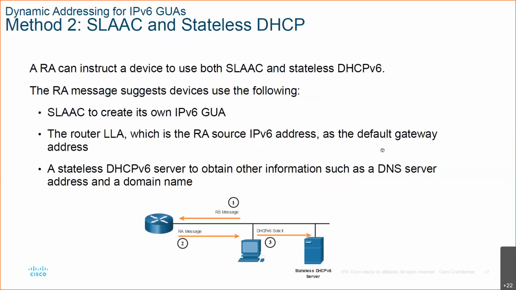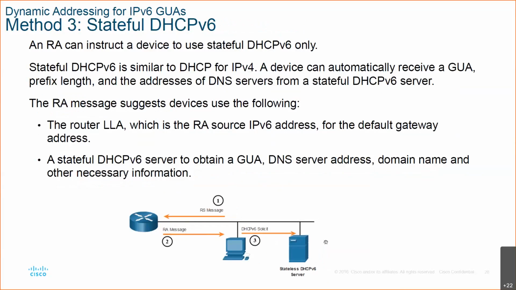So you can also have SLAAC with a stateless DHCP. Your host will send a router solicitation message. And then the router will send a router advertisement message telling the details, that the SLAAC is supposed to connect to a DHCP server and solicit an IP version 6 address. The third method is just using DHCP version 6. No SLAAC over here.